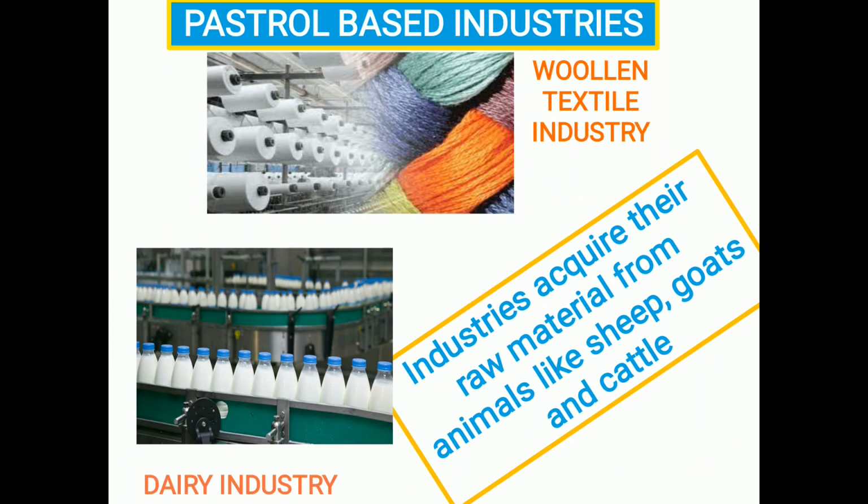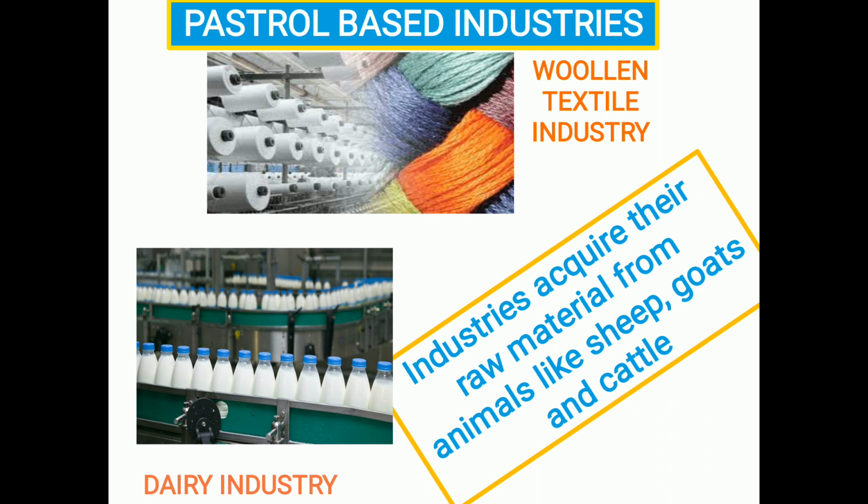The next type of industry based on the source of raw material is pastoral-based industries. These are the industries which obtain the raw material from animals like sheep, goats and cattle. With the help of these raw materials, they make products like wool, hide, meat and milk. Examples may be the woolen textile industry, dairy industry and even leather industries.